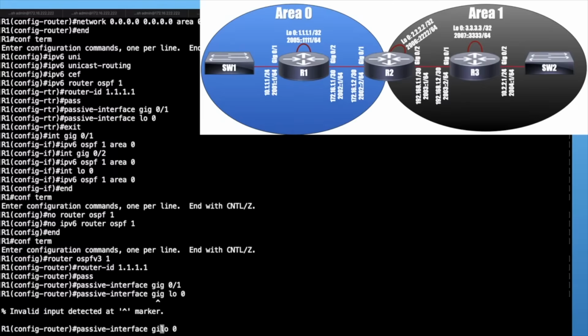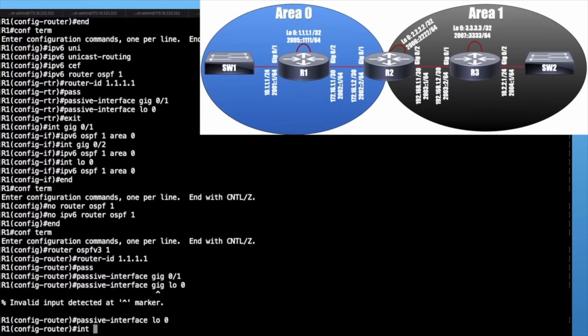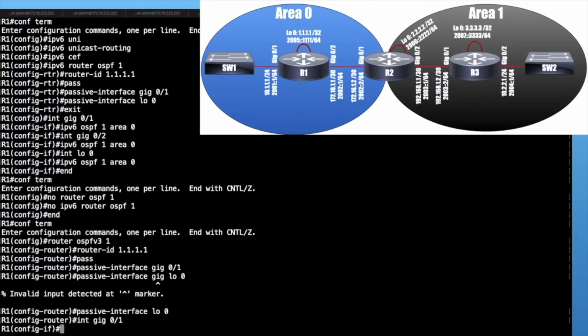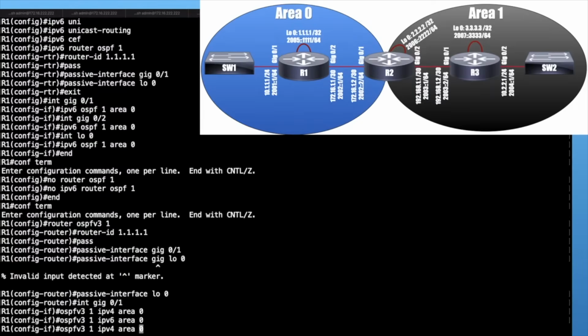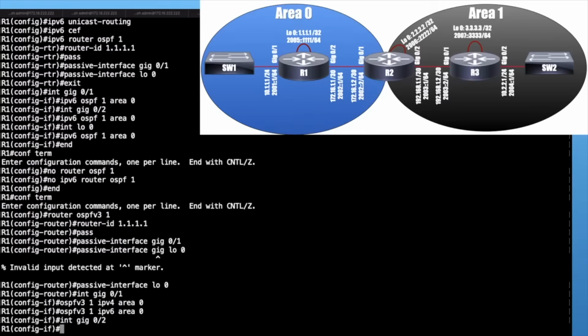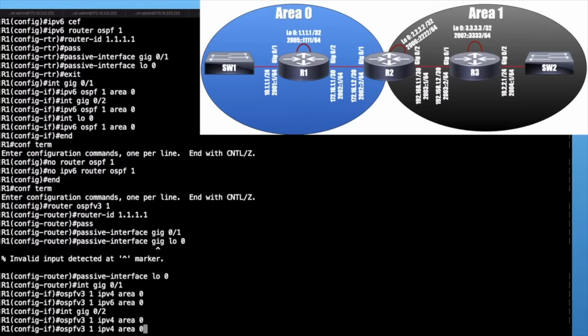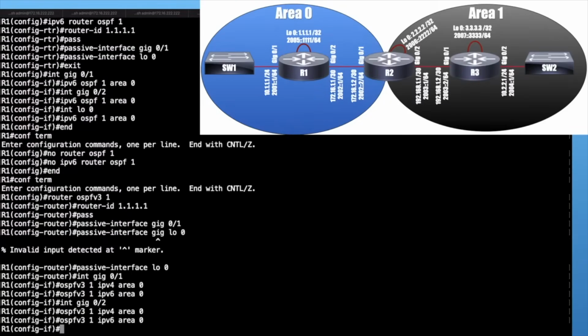Oh, typo there. Now let's go into the interfaces and say, I want you to belong to those address families. Interface gigabit 0/1 is going to be OSPF version 3 process ID 1. For the IPv4 address family, area 0. For the IPv6 address family, area 0. Gig 0/2. Same thing, same address families. Belong.